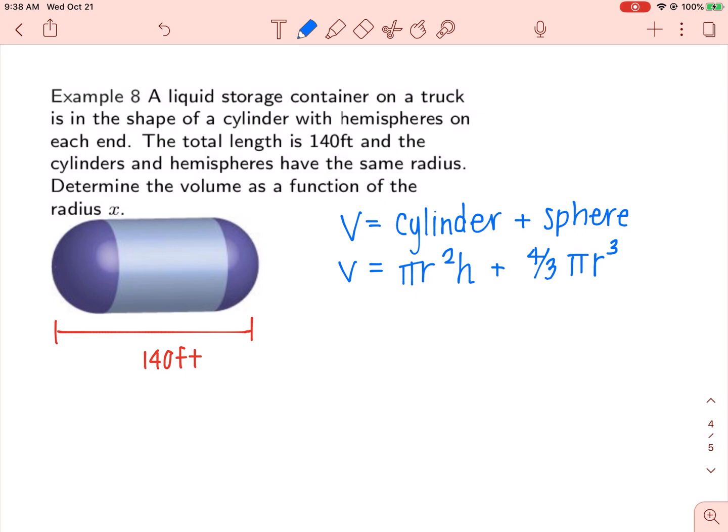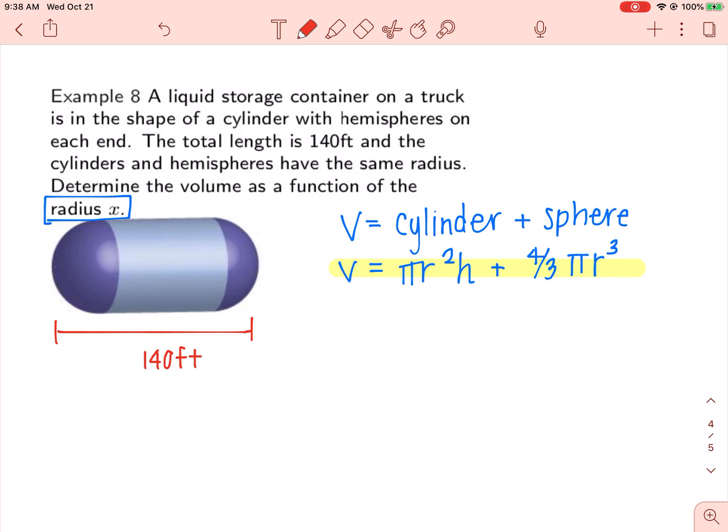Okay, I want volume as a function of x. So this is what I want, but I can only have x. I have an h in there. Radius is x, so really all those r's will be x's. Somehow I need to get rid of h. Let's figure out what we got. I'm going to draw a little bit more here.